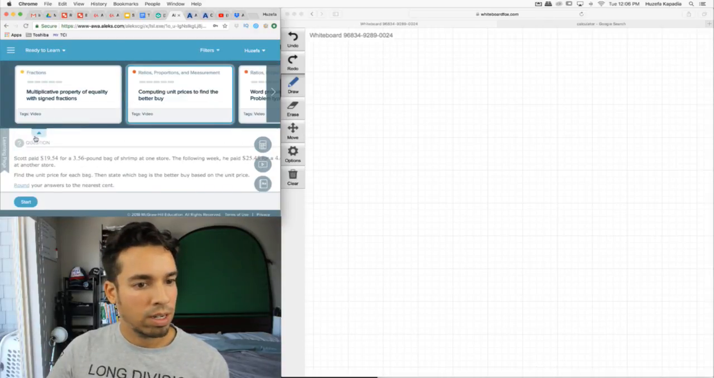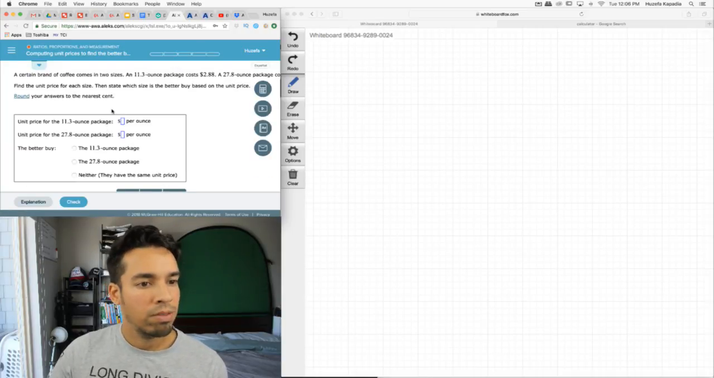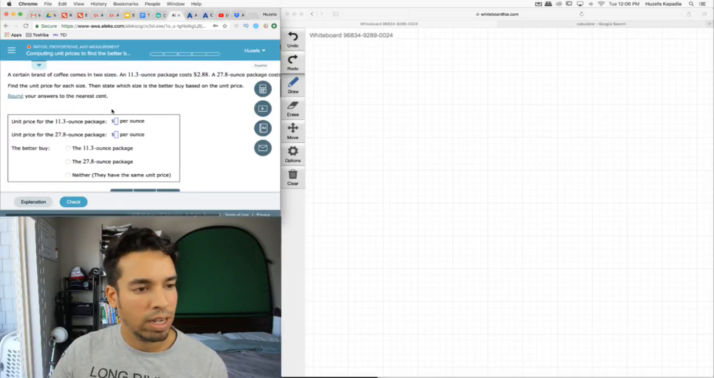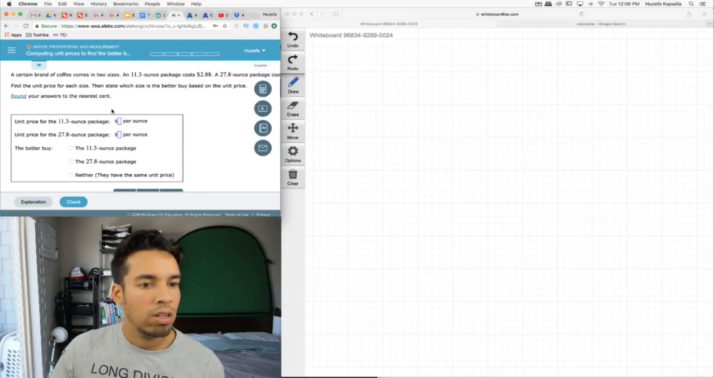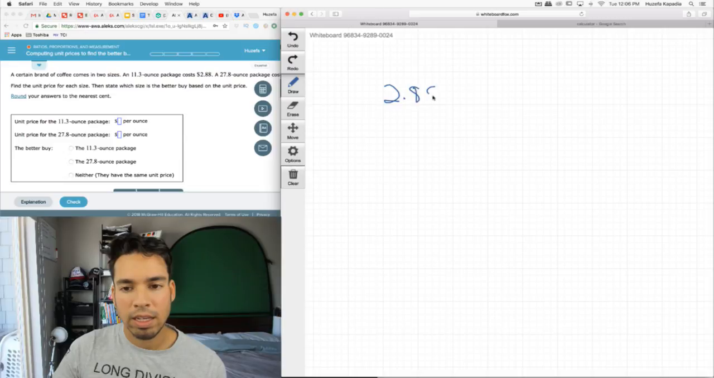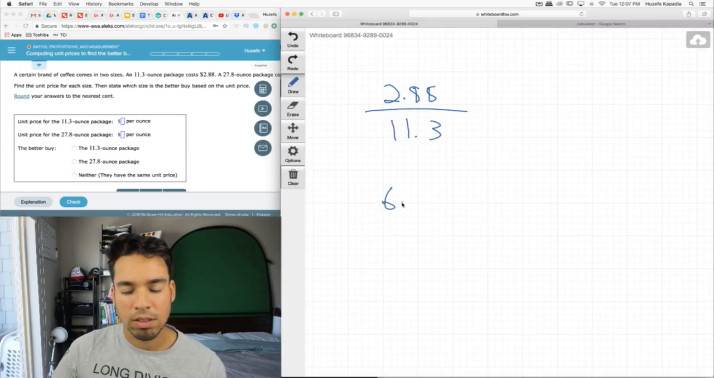All right, computing unit prices to find the better buy. A certain brand of coffee comes in 2 sizes. 11.3 ounce costs $2.88. 27.8 costs $6.48. Find the unit price. So we're talking about price per ounce. Anytime we do per ounce or per something, since we're doing price per ounce, we divide the price by the number of ounces. So in this one, it's 2.88 divided by 11.3. In this one, it is 6.48 divided by 27.8.